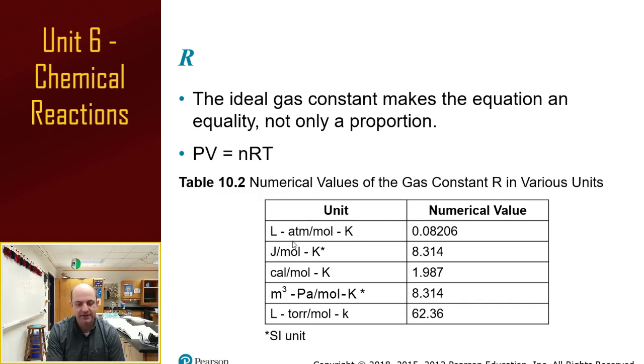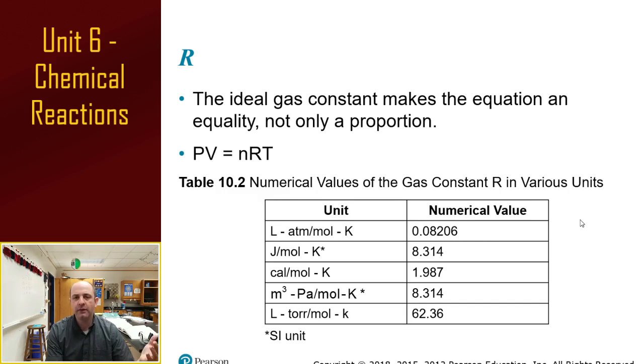We'll use liters times ATM over moles Kelvin. That means for the ideal gas law, PV equals nRT, our volume should be in liters, our pressure needs to be ATM, our amount needs to be moles, and our temperature needs to be Kelvin. So again, this is the busy work. Maybe they gave you milliliters, convert to liters first. Maybe they gave you pascals or kPa or torr, convert it to ATM first. Maybe they gave you grams, get it to moles. Maybe they gave you Celsius, get it to Kelvin. So do all that pre-work and then plug it in and use this number for R.